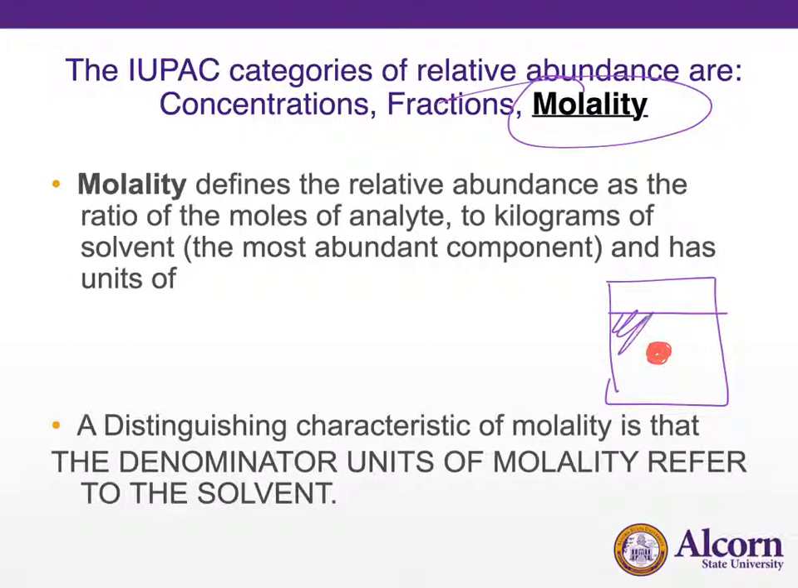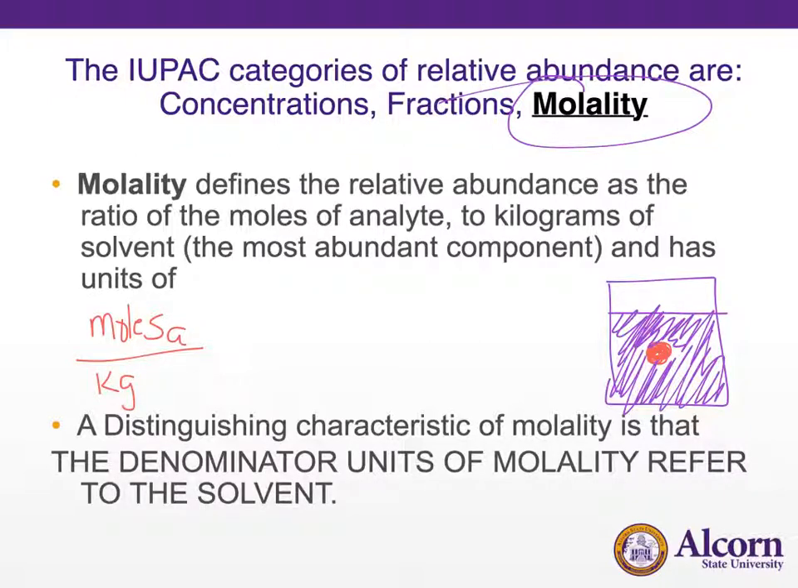Okay, so basically, in this case, we're talking about the moles of the red thing and the kilograms of the rest of it, the solvent, the purple thing. So moles of A and kilograms, not total, but kilograms of component B, which is the solvent. Now, we may have component A, B, C, D.